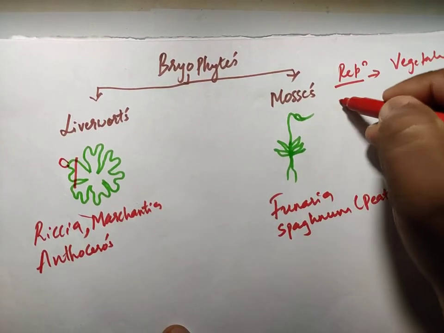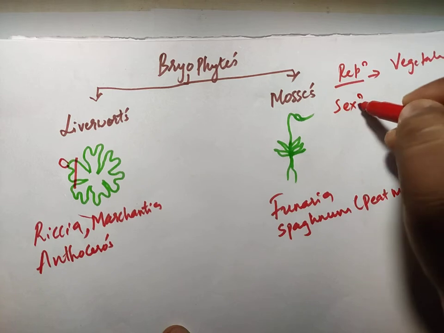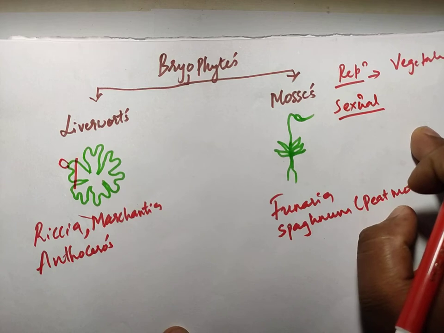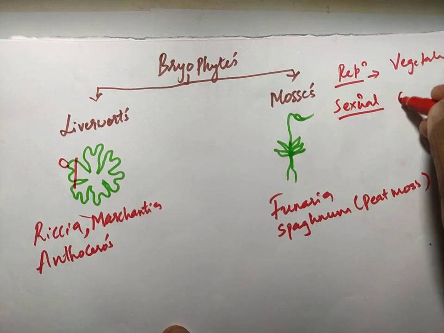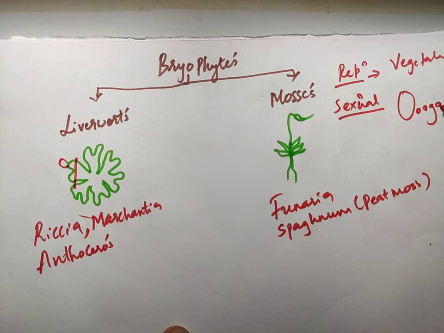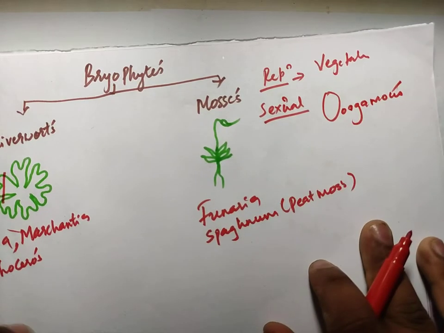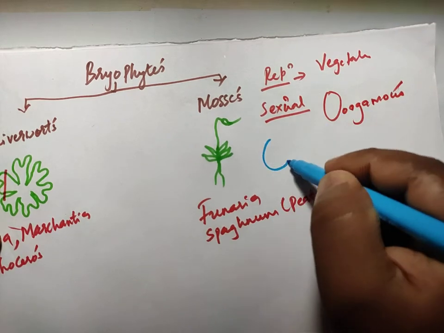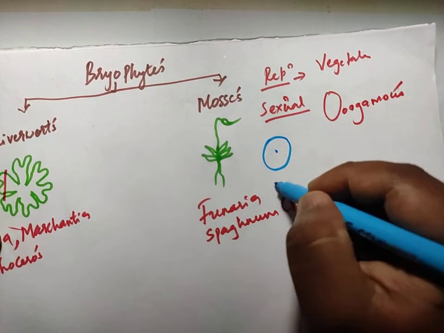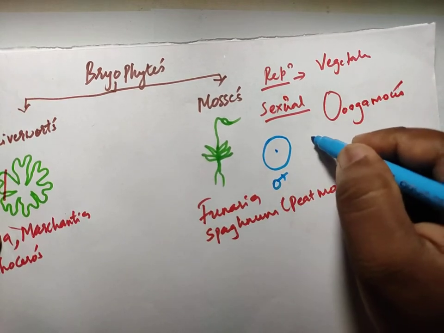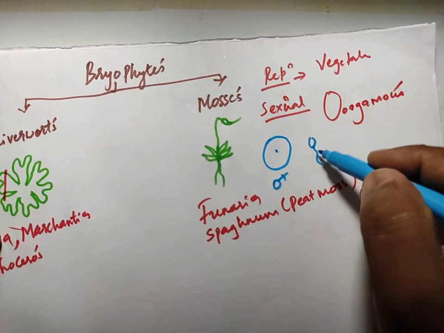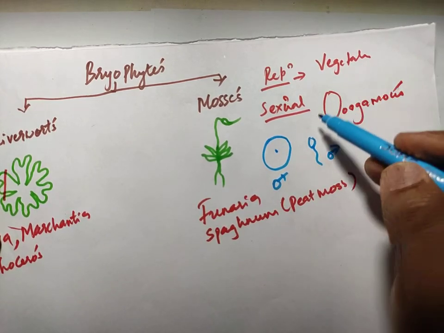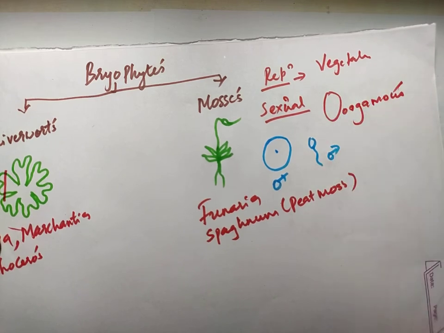Now we are interested in the sexual reproduction of these bryophytes. Sexual reproduction is of the oogamous type. Now what is this oogamous type? Oogamous type means the female gamete will be non-motile. See here, this is the female gamete and this is the male gamete. The male gamete is motile here, whereas the female gamete is non-motile. Such a kind of sexual reproduction is called the oogamous type.